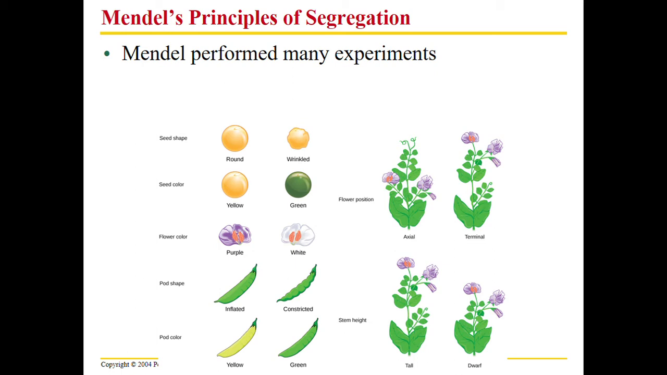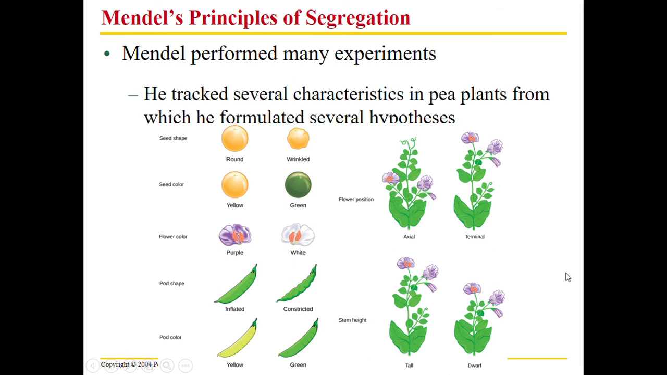So he also looked at some more characteristics, like if they were terminal, so if the flowers were on the end, or axial, if they broke off the main axis. And he looked at if they were tall, so stem height tall versus dwarf. So lots of different traits here.